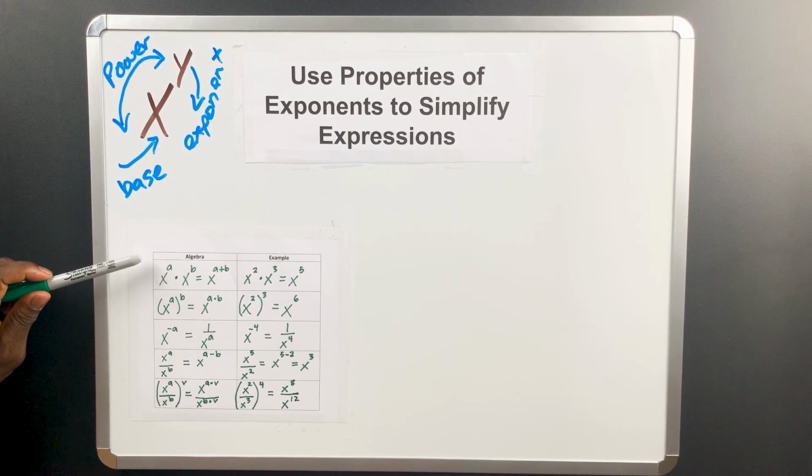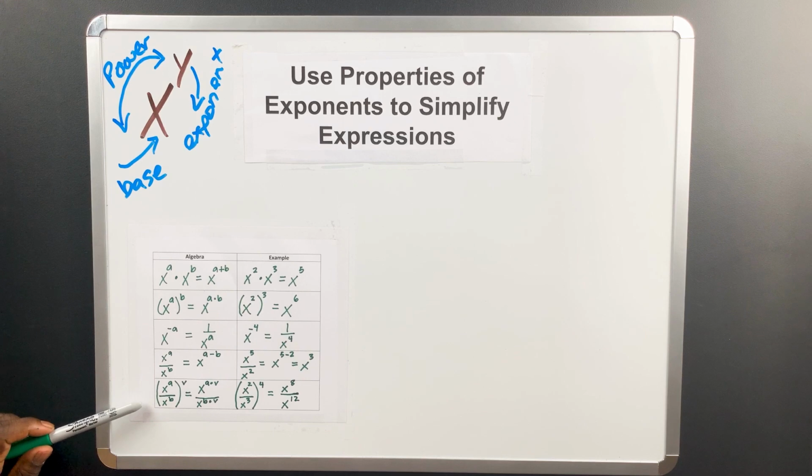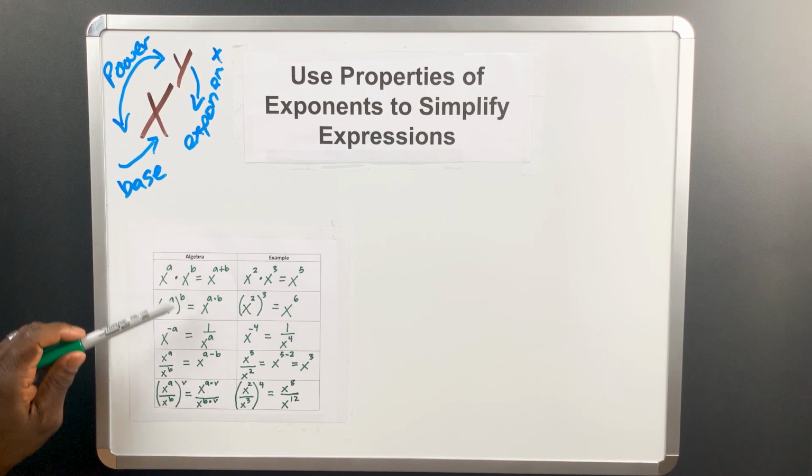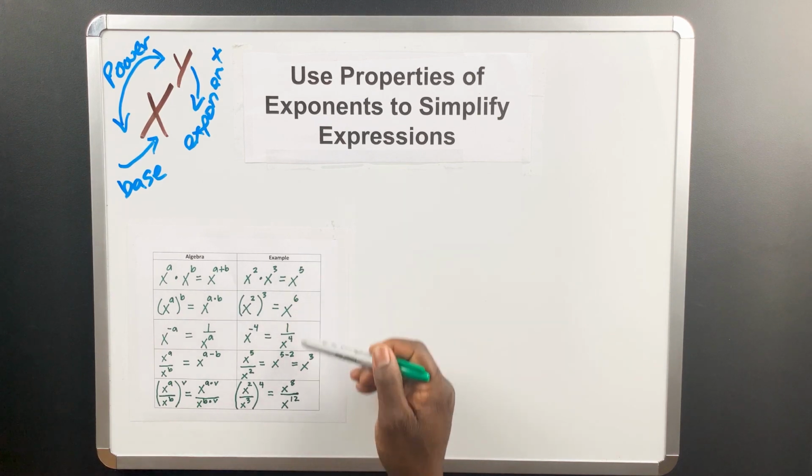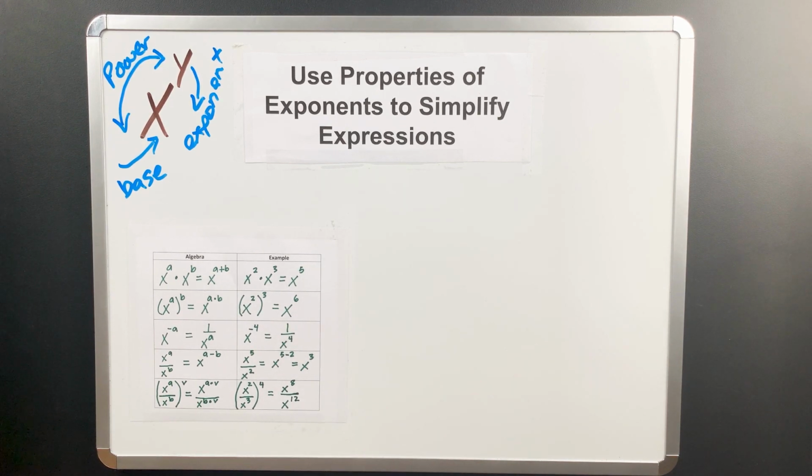So this is great. We've been able to look at the algebraic aspect of using properties to simplify exponential expressions, and then we have some examples. Now we are ready to look at how we can apply these properties all at the same time.